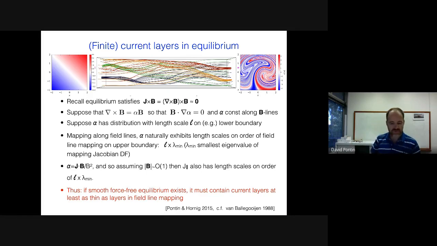So we didn't prove that a smooth force-free equilibrium exists for a tangled field, but what we have argued is that if it exists, it has to contain current layers that are at least as thin as those layers in the field line mapping.